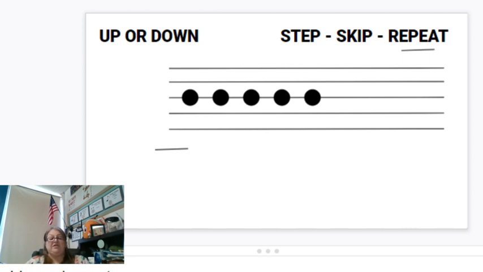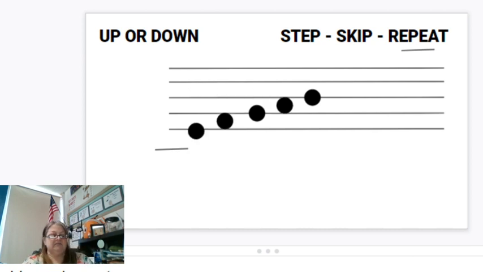All right, so you look at it and first you decide which direction it is going. Is it going up, down, or repeat? And then how is it going? Well, this one is going repeat, so it's not going to go any way but repeat. Up, down, repeat. This is going up. Is it going up by step or by skip? It is going line, space, line, space, line. It is not jumping over any spaces or lines. So it's going up by step.